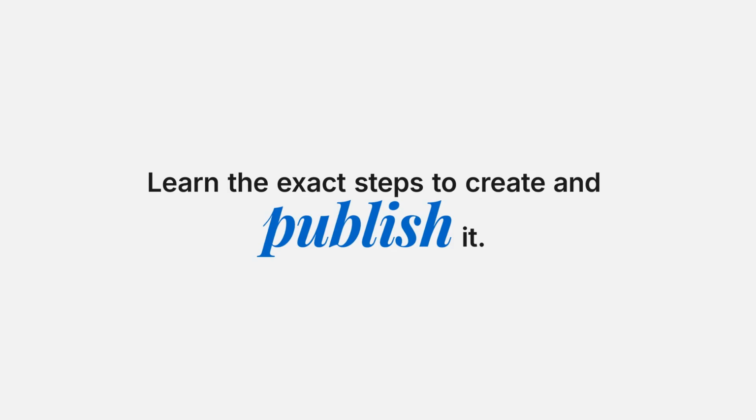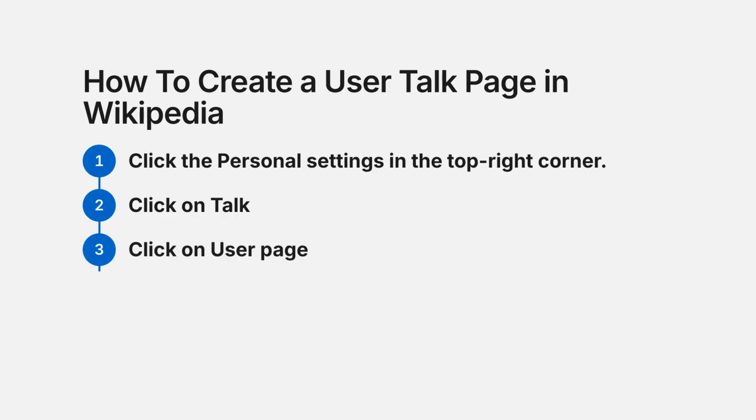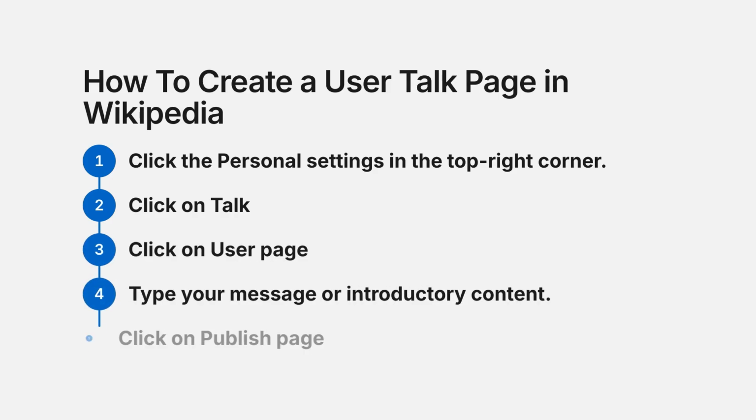Struggling to find your Wikipedia user talk page? Learn the exact steps to create and publish it. First, access your personal settings. Then click on Talk, then User Page, type your message, and publish.